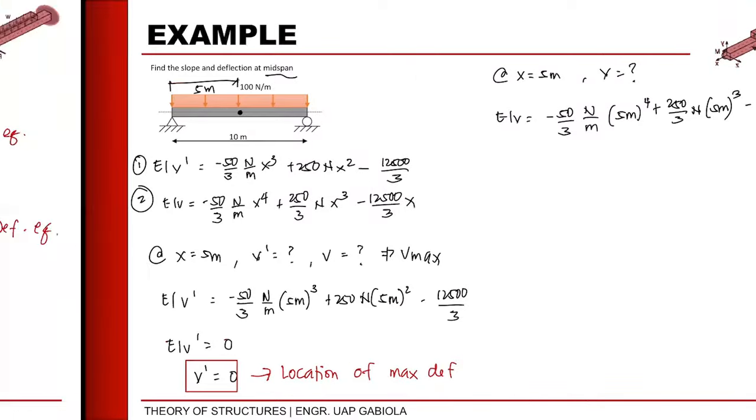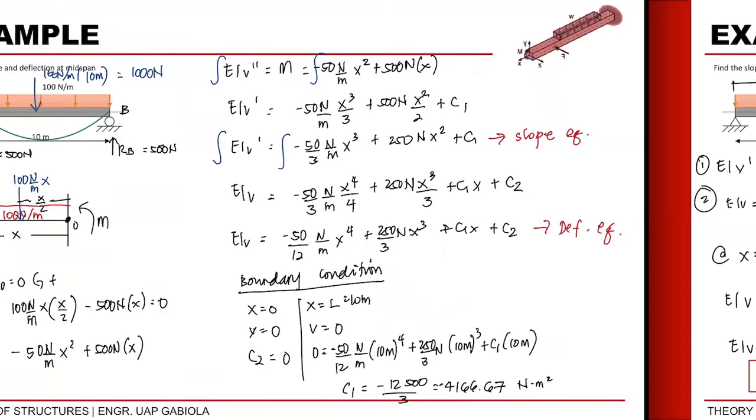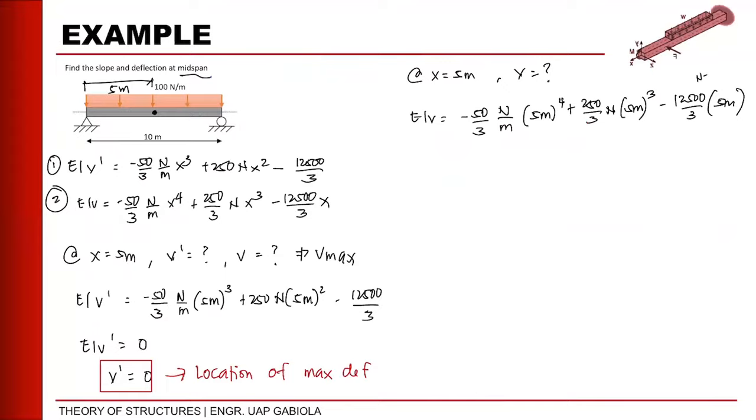So, yung 12,500, ano yung unit niya? Again, mula dito sa previous slide, ang unit niya is Newton meter squared. Okay? Kasi pag transpose, magde-divide ng meter. Okay? Newton meter squared. So, this is Newton meter squared. So, lahat sila is magiging in terms ng Newton meter cube.